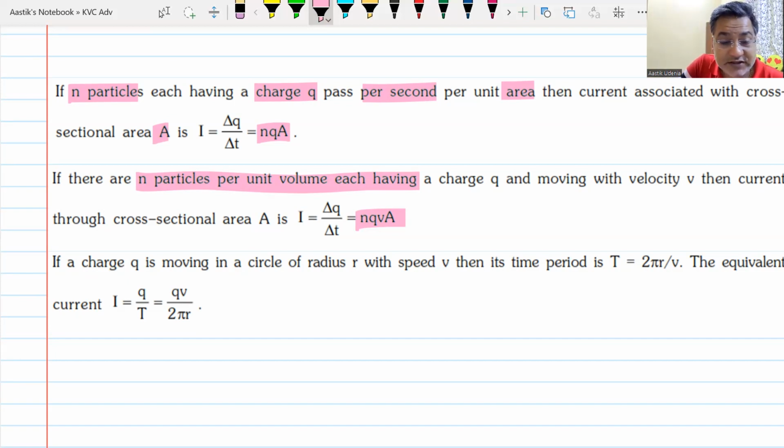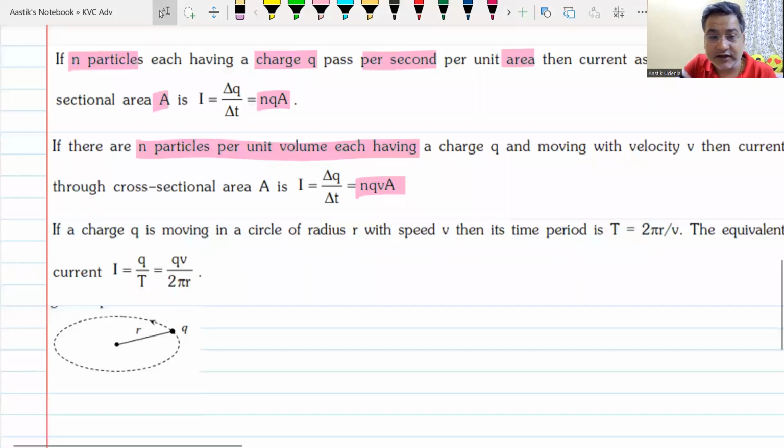Sometimes it is given that a charge is moving in a circular path. An electron may be moving in a circular path. A proton may be moving in a circular path. And you have to find out the equivalent current. So equivalent current will be the charge which is moving divided by the time period. Time period is 2 pi by omega. So you can write it in different ways.